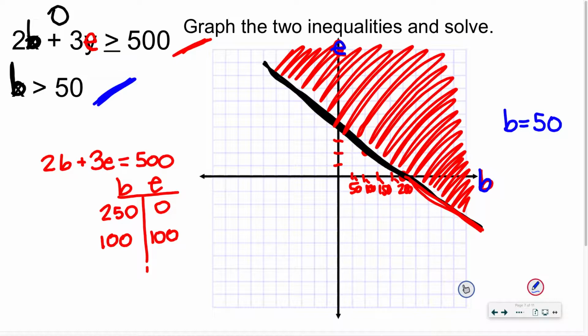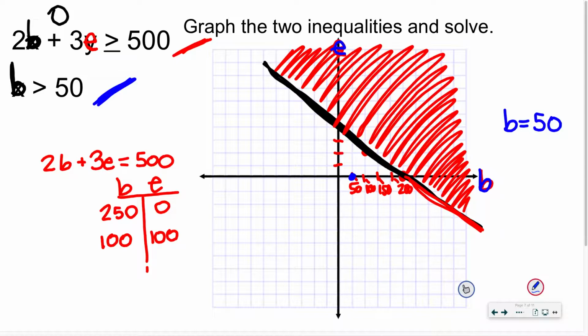Now how many coordinates do we need for a line? 2. Give me one coordinate for B equals 50. What's one coordinate? 50, 0. Where B is 50 and the other value is 0.